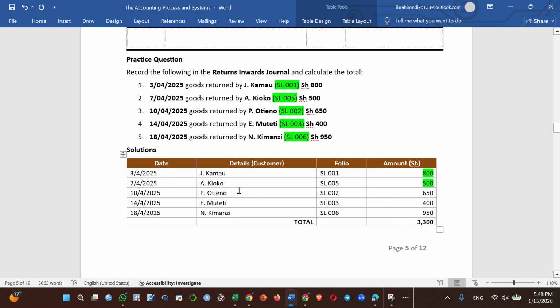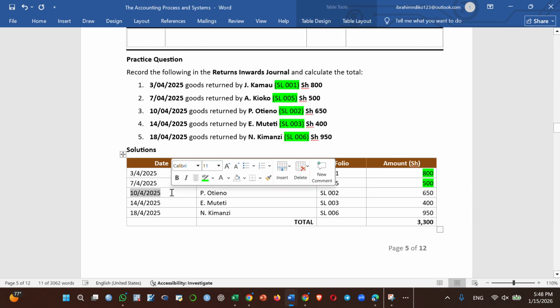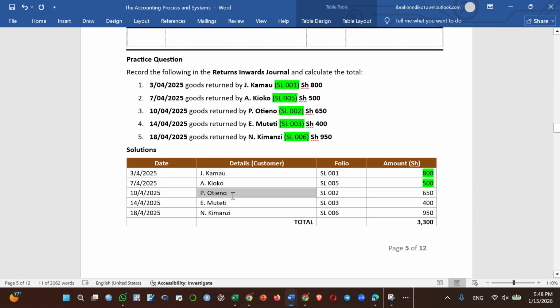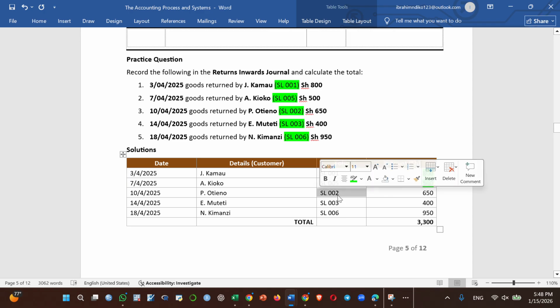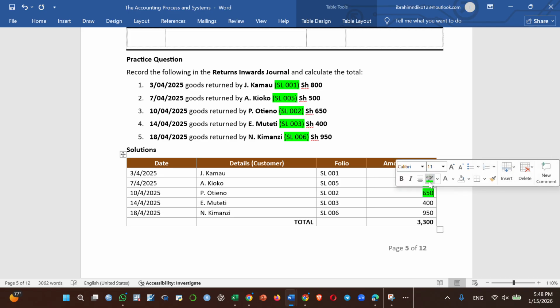Good. Then P. Otieno, you can see it here. Goods returned by P. Otieno. So the date is 10th, the date is correct. The account is P. Otieno, that is correct. Then we have SL002, and then 650.